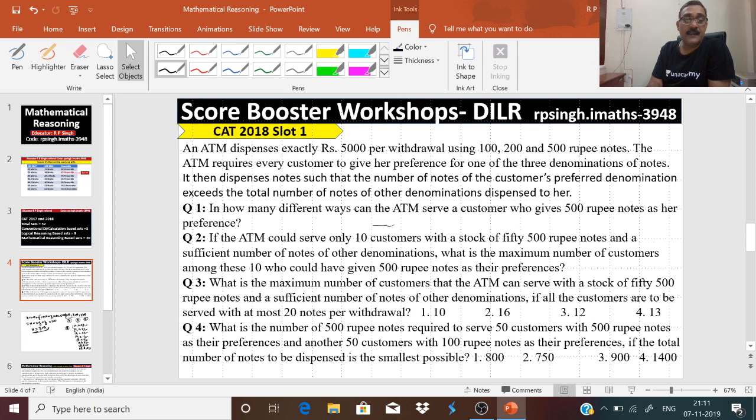Now if the ATM could serve only 10 customers with a stock of 5,500 rupee notes and a sufficient number of notes of the other denominations, what is the maximum number of customers among these 10 who could have given 500 rupee notes as the preferred denomination?